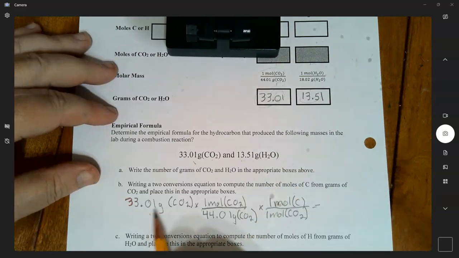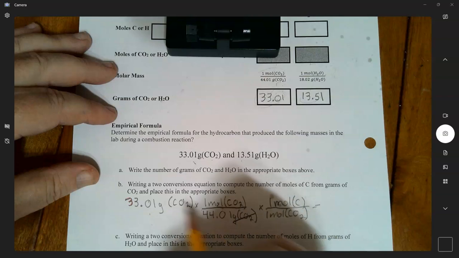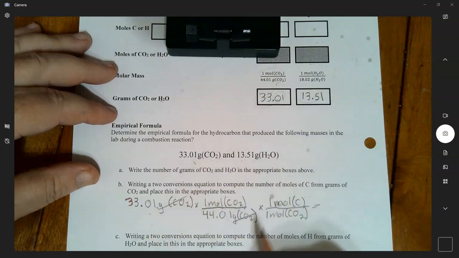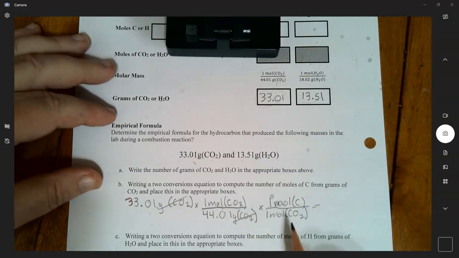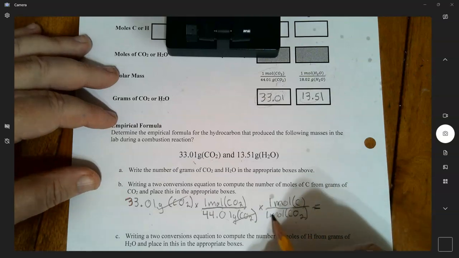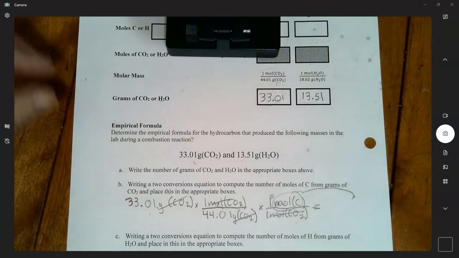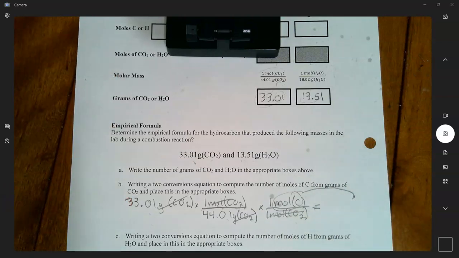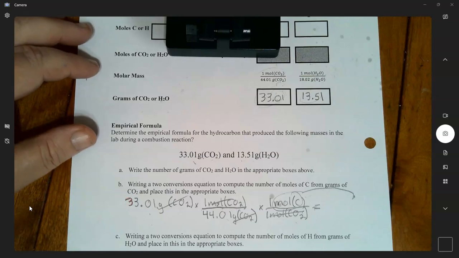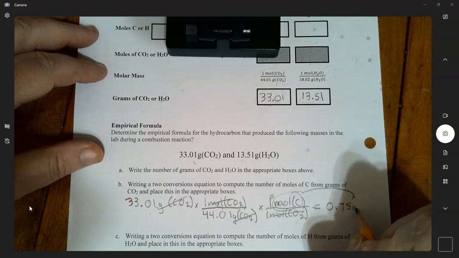Okay, so we start with 33.01 grams. We're using the molar mass of carbon dioxide to get to moles of carbon dioxide. So grams of CO2 cancels. And then we're using the relationship that there's 1 mole of carbon for every 1 mole of CO2, as we just saw up at the top. And so now it's just time to do the math. Moles of CO2 cancels there and there. Last man standing is moles of carbon. So we'll go ahead and calculate that. Okay, and what we get is 0.75 moles of carbon.